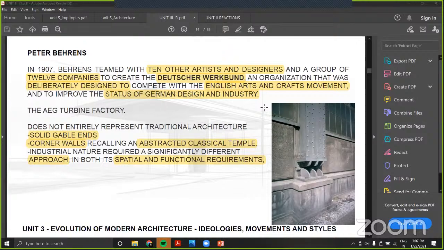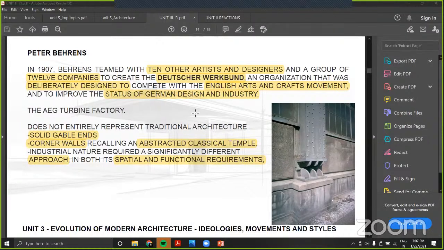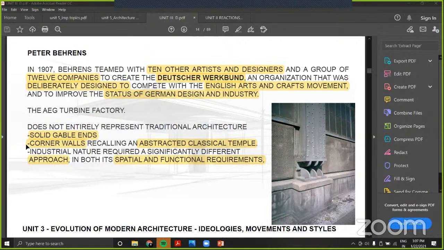As we saw in the last class, they also had all these Paris expositions. We saw like 4 to 5 expositions, I think. So they also wanted their own design philosophies to be followed by other countries also. So they started designing with the 10 other artists and designers, and they created a new traditional architecture of their own. So this was the AEG Turbine Factory.